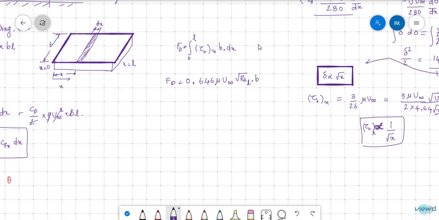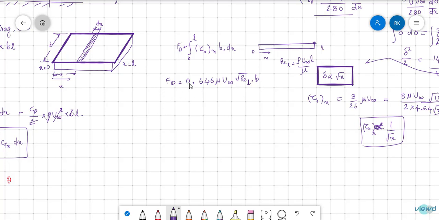What is this Reynolds number at L? This is the plate, this is x direction, x is equal to 0 and x is equal to L. So at this point, what is the Reynolds number? Reynolds number at L is equal to rho u infinity into L by mu. So this is the Reynolds number at L.